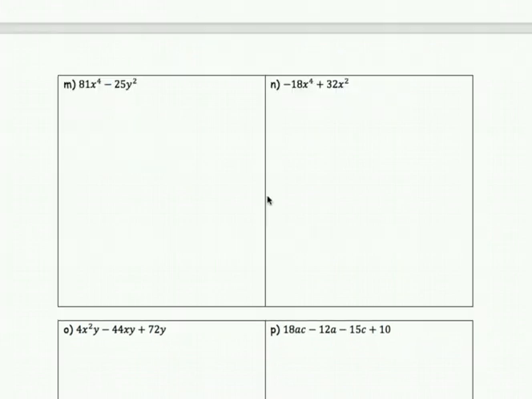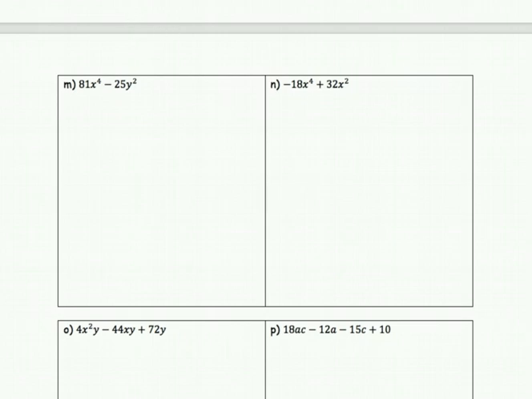Okay, so moving on to some tougher ones now. So we have M here, which has 81x to the 4 and 25 y squared. So quite different from what we've been looking at, but just a nice challenging one. So what we're looking at here is, I know it's x to the 4, but think of it as still being like x squared, okay? So we're going to still tackle this the same way we've been tackling these questions so far.